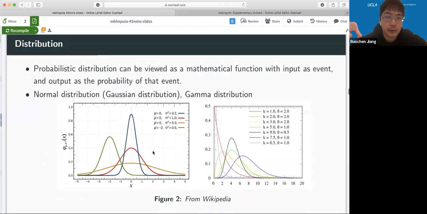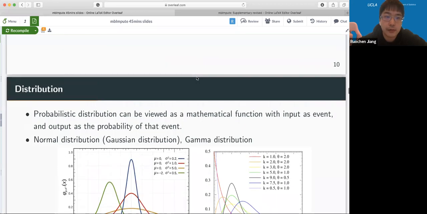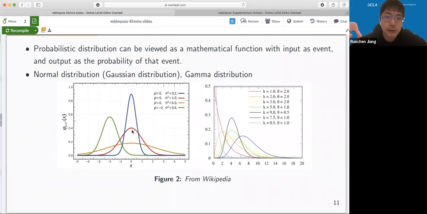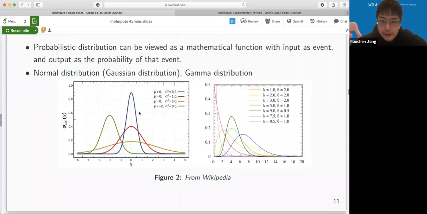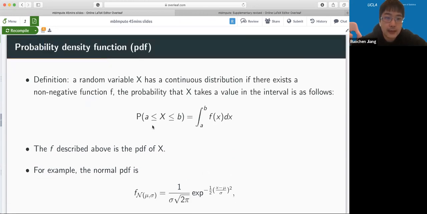So first, what is a distribution? A probability distribution can be viewed as a mathematical function with input as an event and output as the probability of that event. The two distributions I have previously used are the gamma distribution and the normal distribution. The normal distribution with different parameters looks like this on the left-hand side, and the gamma distribution with different parameters is on the right-hand side. I will explain later why we use these two distributions. But before that, I want to further introduce the probability density function.